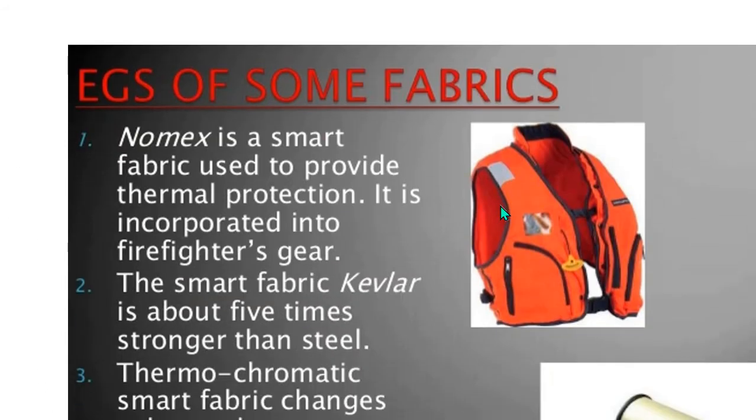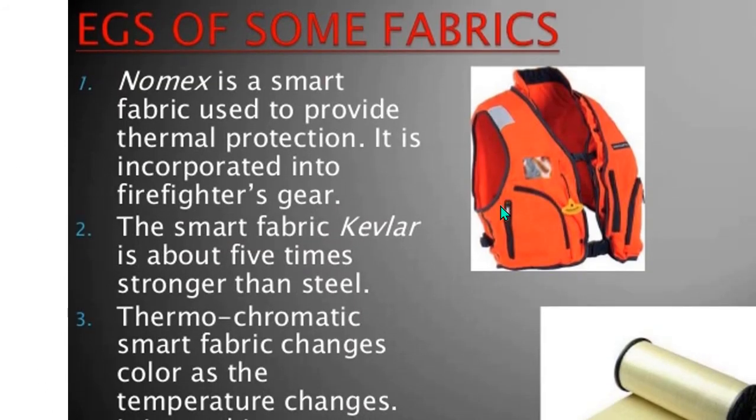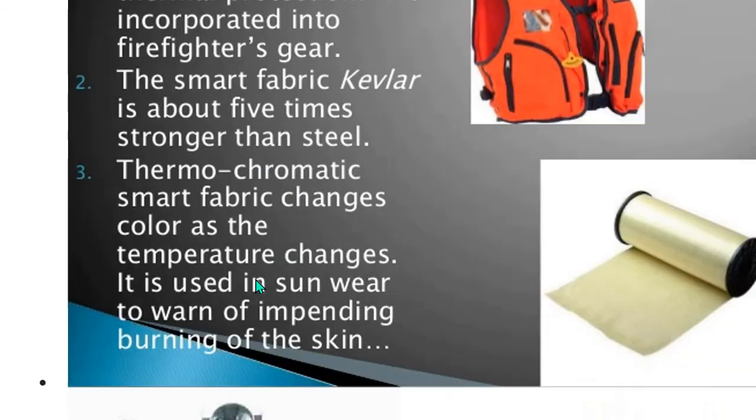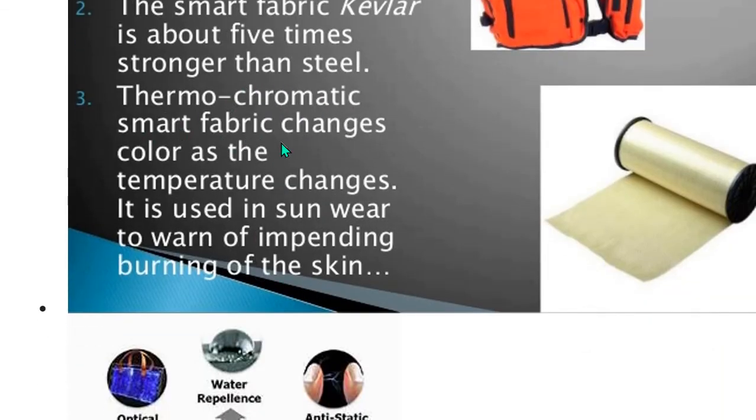Here you can see how technology is used in making so many types of fabrics. This is called Nomex, a smart fabric. People wear these jackets, and they are used to provide thermal protection. It is incorporated into firefighter gear. The smart fabric Kevlar is about 5 times stronger than steel. Thermochromic smart fabric changes color as the temperature changes. It is used in sunwear to warn of impending burning of the skin.